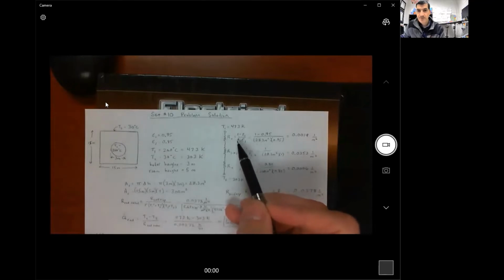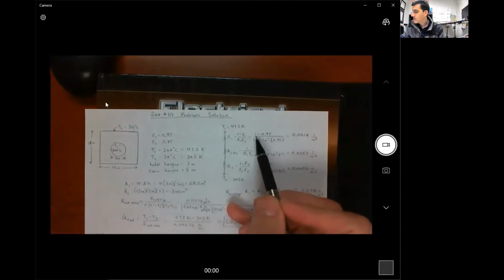So we have our formulas here. These are directly out of the lab manual. 1 minus the emissivity of the boiler wall divided by the area of the wall of the boiler times the emissivity of the boiler. So 1 minus epsilon 1 divided by A1 epsilon 1.